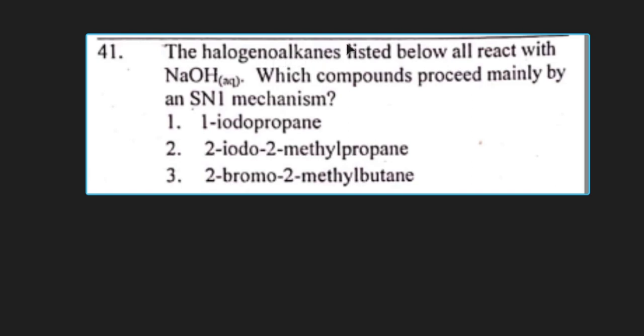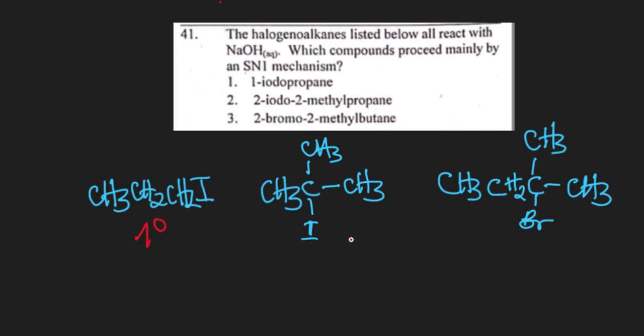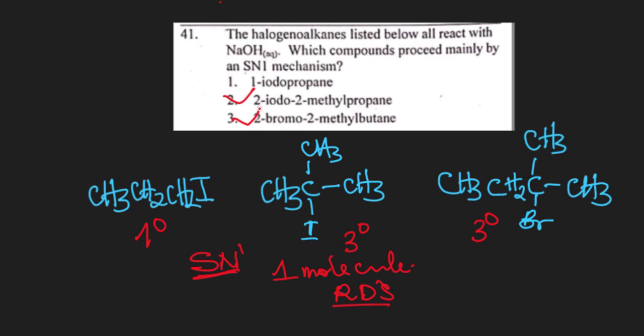Question 41. The halogenoalkanes listed below all react with sodium hydroxide. Which compounds proceed mainly by an SN1 mechanism? SN1 is nucleophilic substitution unimolecular, and this is a type of reaction undergone by tertiary halogeno compounds. So let's try to bring out the structures of these compounds. So this is a primary, this is a tertiary, and this is a tertiary. So tertiary compounds will undergo SN1 mechanisms, and SN1 simply means that only one molecule or one species is involved at the rate determining step. So 2 and 3 are correct for SN1. Option 1, which is iodopropane, will undergo SN2 mechanism. So option C is correct.